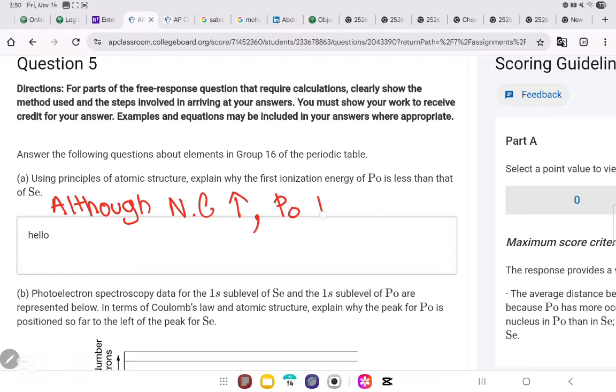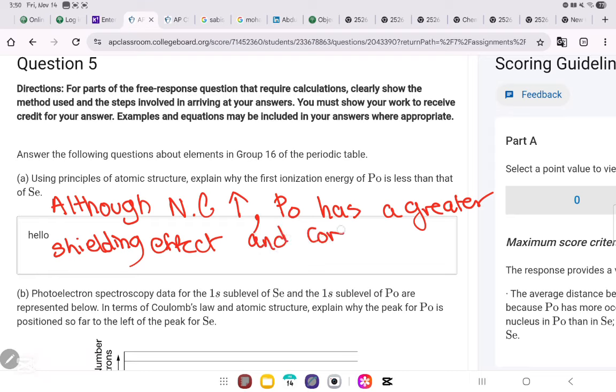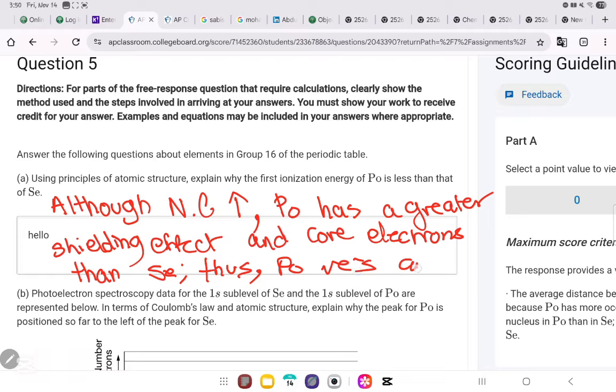Po has a greater shielding effect and core electrons than Se, okay? Thus, what can we say? Thus, Po valence electrons are at a greater distance than Se valence electrons. Now let's see what they wrote.